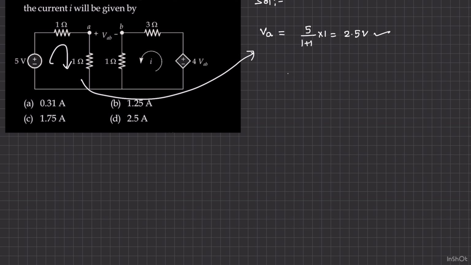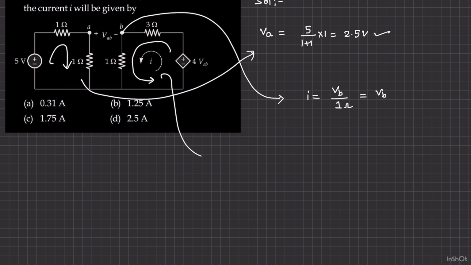And coming to the VB, so clearly from this point we can say I is nothing but VB upon 1 ohm resistance, so that is VB. Now let's write a mesh equation here. So minus 4 times VAB plus 3 times I plus 1 times I is nothing but 0.